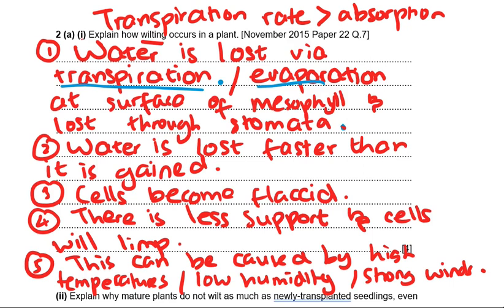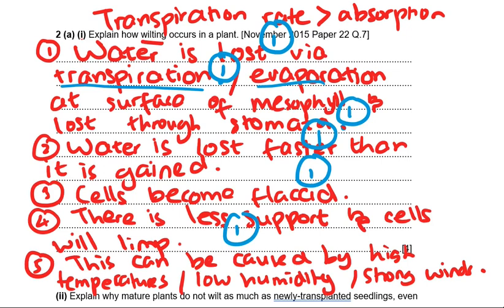Alright, so what is our first point? Water is lost via transpiration, that's 1 point. Or you can say evaporation and then lost through the stomata, that will be your 1 point. The second one is how it's lost, which is transpiration or evaporation through the mesophyll cells. And then the second point is saying that the rate is faster. So water loss is faster than it is gained, that's 1 point.